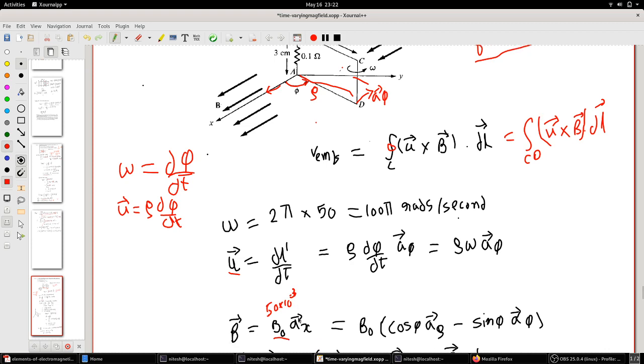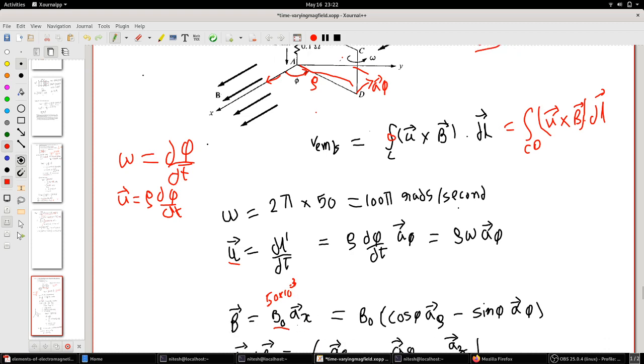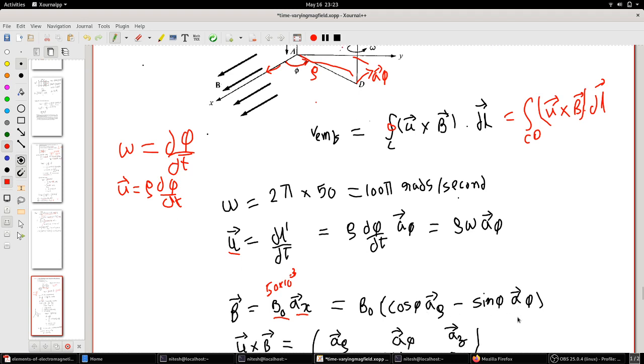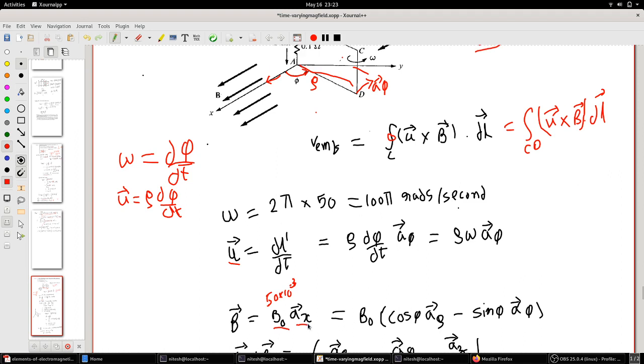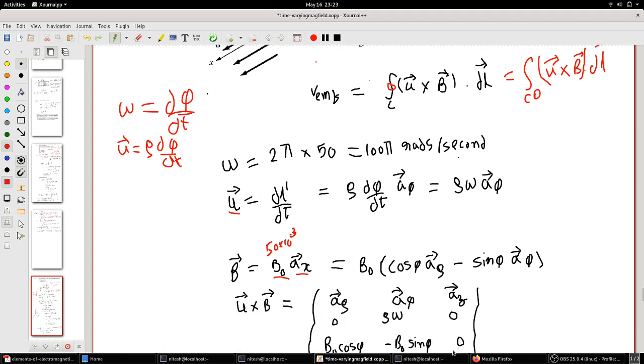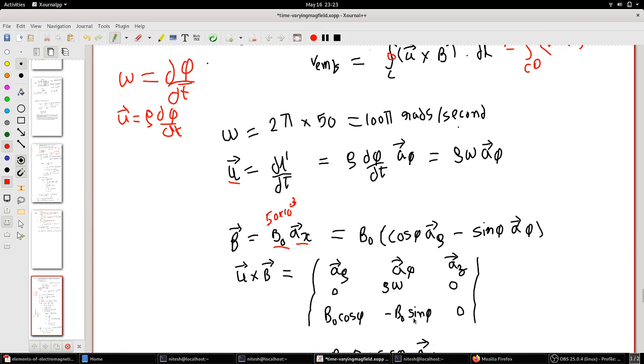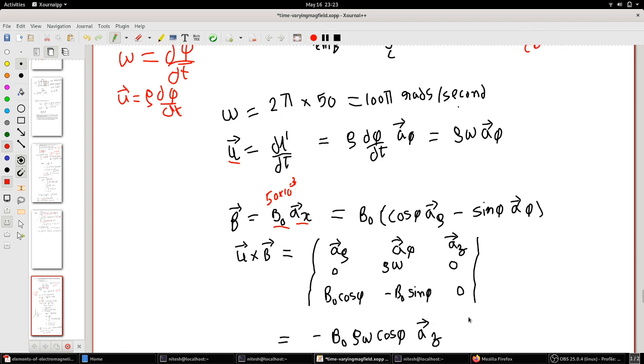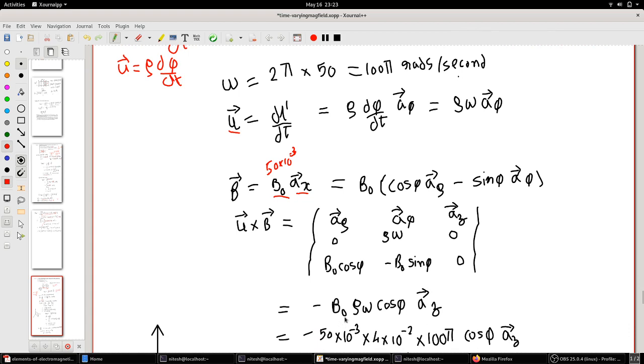Minus 3 is B0. So B0 AX is cos phi A rho minus sin phi A phi. That is how I can convert AX into A rho and A phi. So I know U cross B will now turn into the determinant of A rho, A phi, AZ, with rows B0 cos phi, minus B0 sin phi, 0. So the product U cross B will be minus B0 rho omega cos phi AZ.